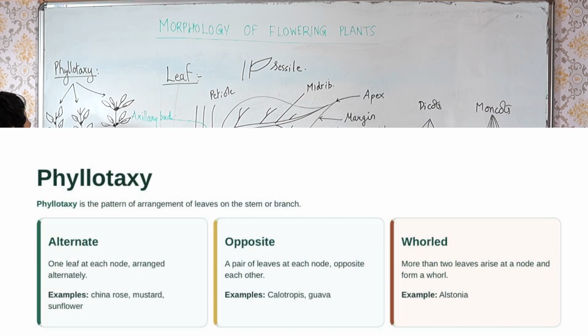The examples are most important over here. The examples for alternate are China rose, mustard, sunflower. For opposite, examples are Calotropis, guava, and for whorl, Alstonia.